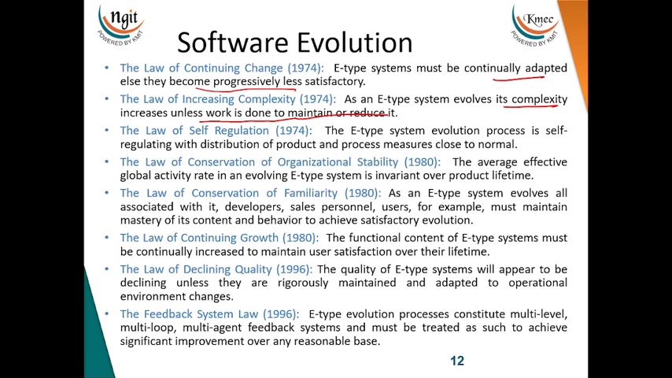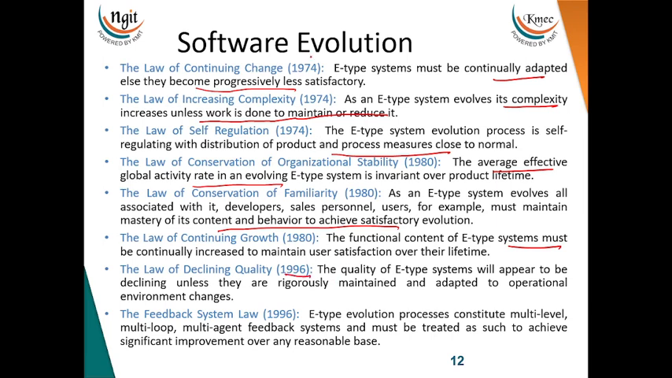Law of self-regulation. Self-regulation means product and process measures are close to normal. Law of conservation: the average effective global activity rate of evolution has to be preserved, and it must maintain all the content, behavior, satisfaction, everything. Law of continuous growth, it has to take continuous growth. If you don't grow, you cannot survive. Quality should not decline. Law of declining quality, 1996.